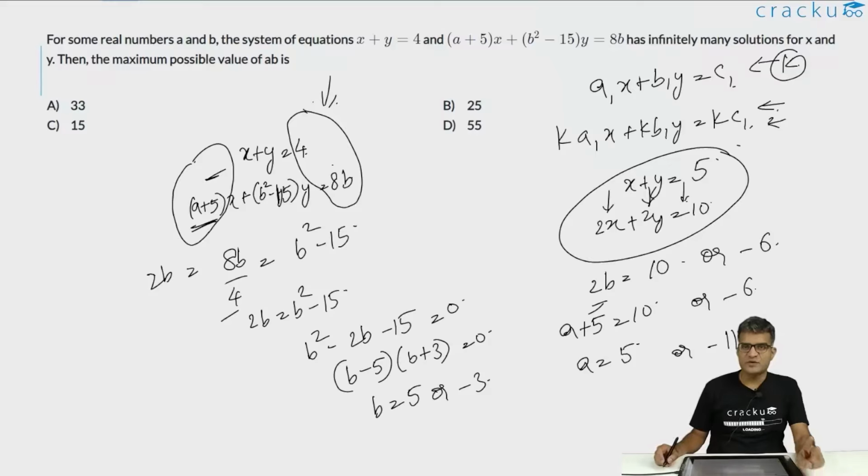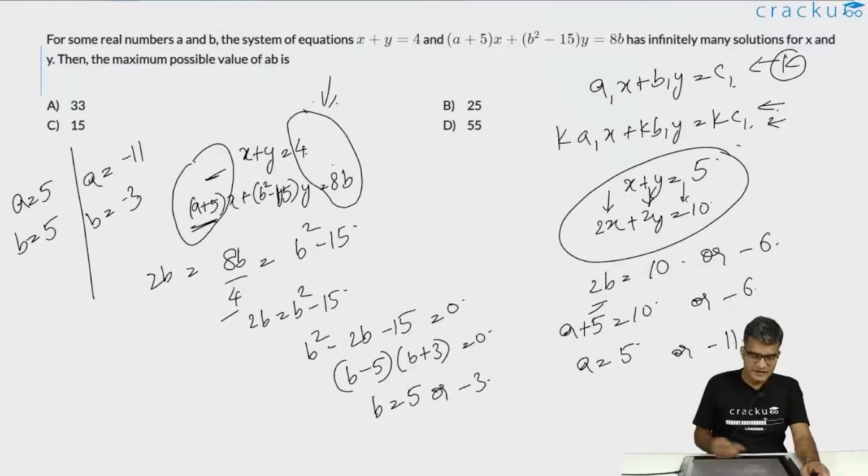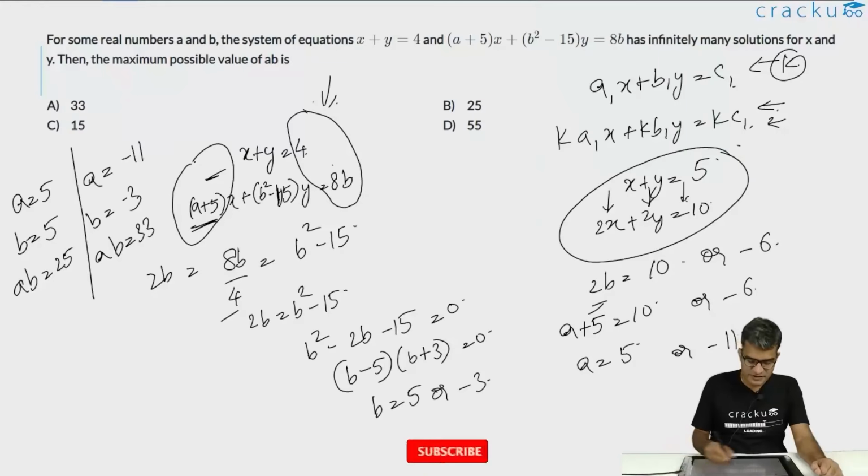So basically we have two cases. In the first case, a is equal to 5, b is equal to 5. In the second case, a is equal to minus 11 and b is equal to minus 3. In the first case, the value of the product AB is 25. In the second case, the value of AB, which is the product, is equal to 33. These two are possible. So the maximum possible value of A into B is equal to 33, which is option A.